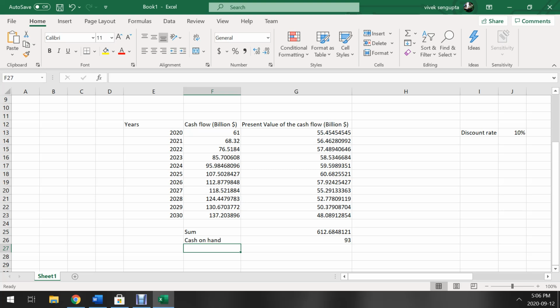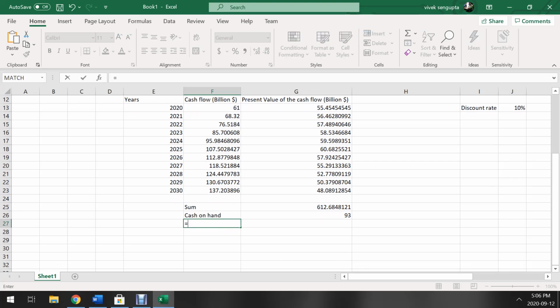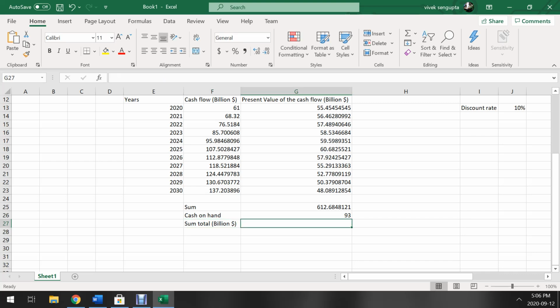Yes, so these are the two things that Apple is going to do over the next 10 years. Now if you do the sum total, $1 billion, right? You do this one plus this one. So this is the value, right?